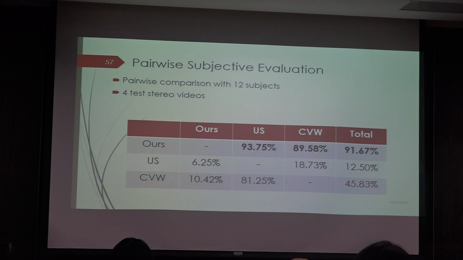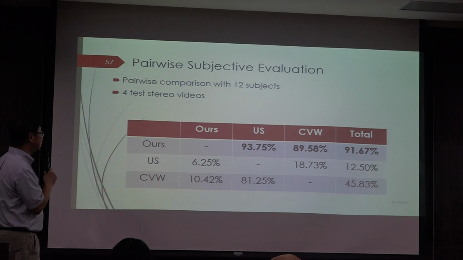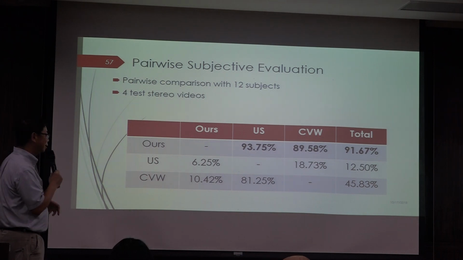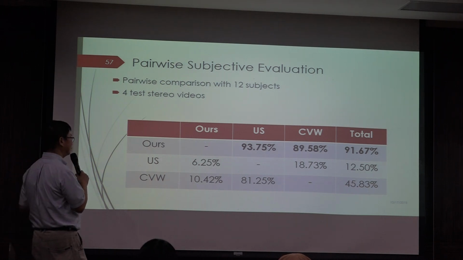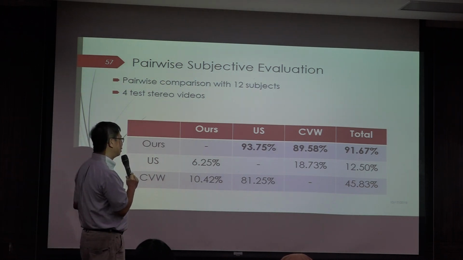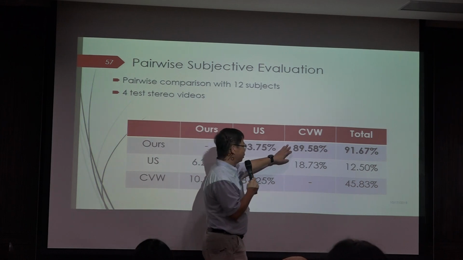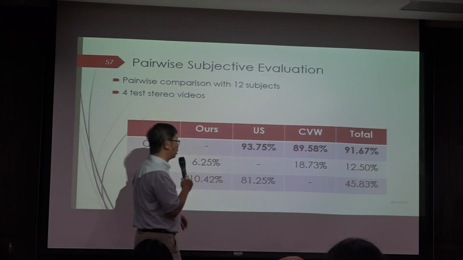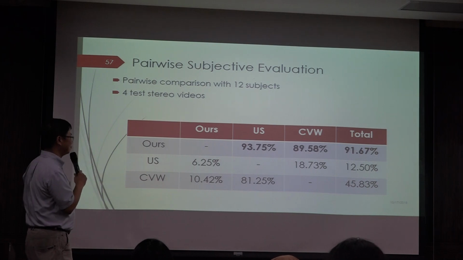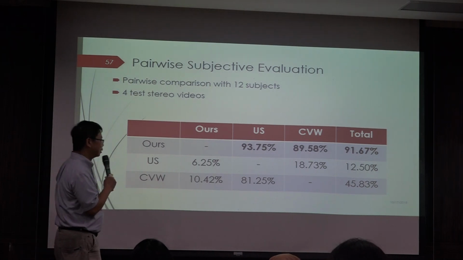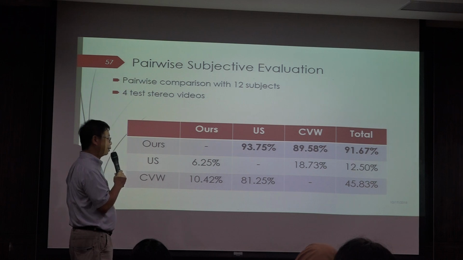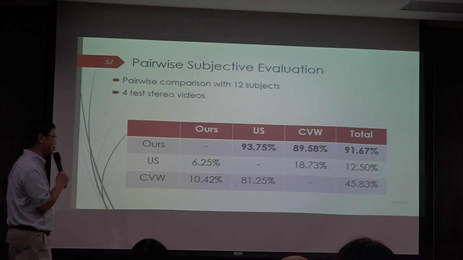Finally, we do a pairwise subjective evaluation. We invited 12 subjects to give scores for their preference between the versions. Around 94% of subjects prefer our method to uniform scaling, and around 90% of the subjects prefer our method to CVW, the warping-based method, which enforces all the temporal correspondences to be consistently resized.